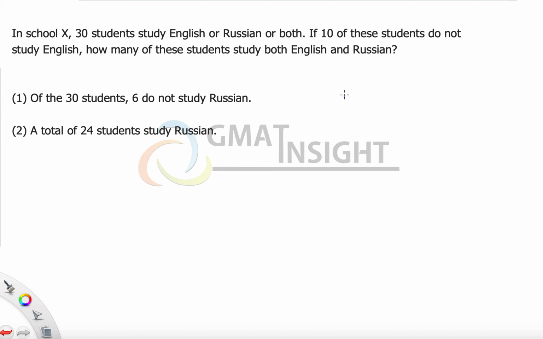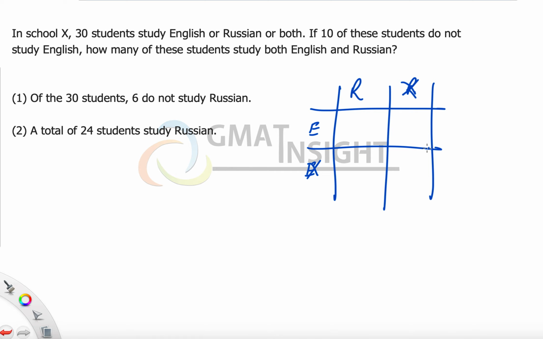So we will make a double matrix, and I'm going to write that some students study Russian, some students do not study Russian, some students study English, and some students do not study English. That's how we form the double matrix at first. And now we read the question and start writing all the information in this grid straight away.